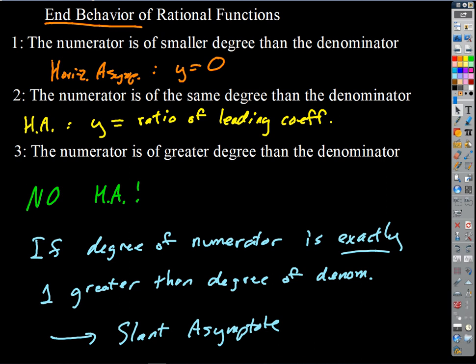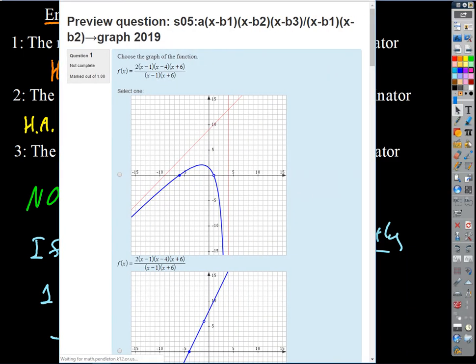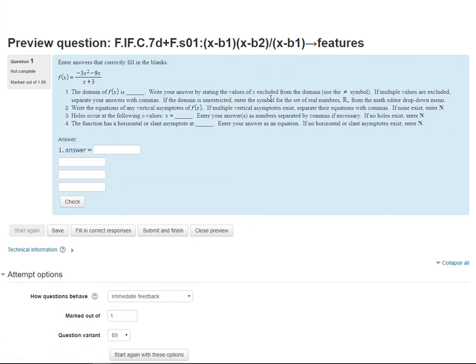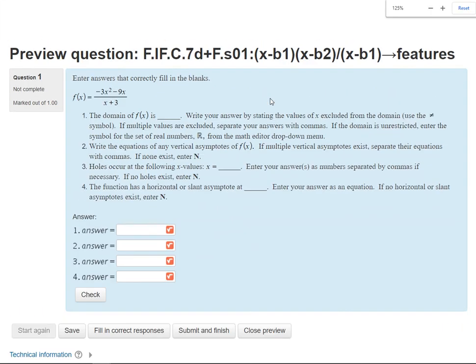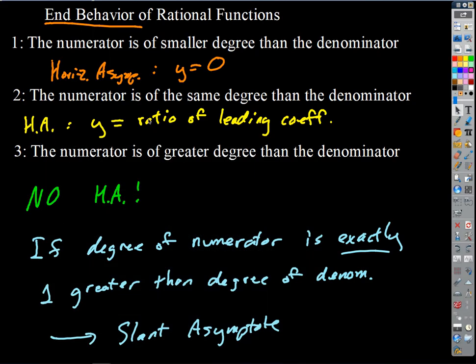Here are the other kinds of questions you're going to get. How did we find the horizontal asymptote of 5? Because we took the ratio of the leading coefficients, right? We had 5x squared over 1x squared.